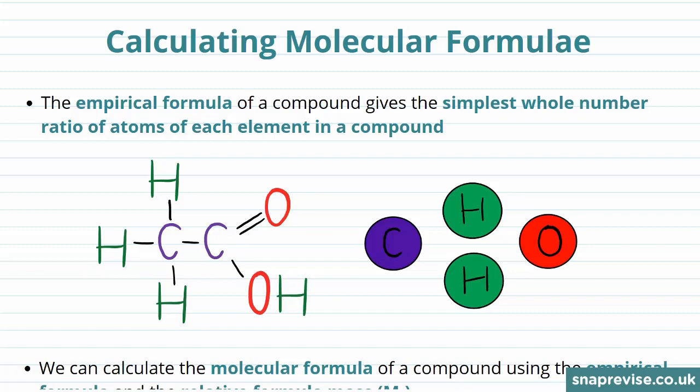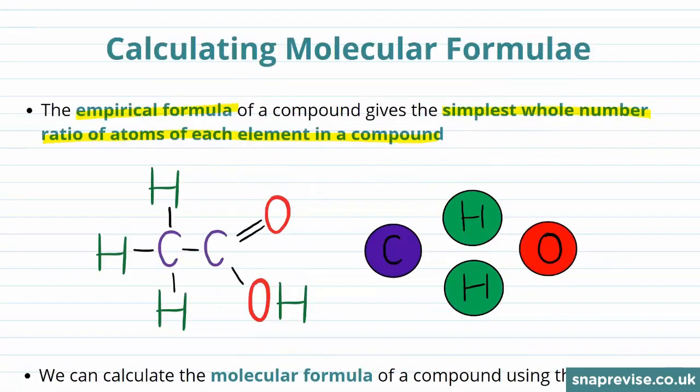In the last slide, how to deduce the empirical formula of ethanoic acid in order to give us the simplest whole number ratio of atoms of each element within that compound. Where for ethanoic acid, this simplest ratio was 1 carbon atom to 2 hydrogen atoms to 1 oxygen atom. We can now start to think about how empirical formulae can be really useful in calculations.